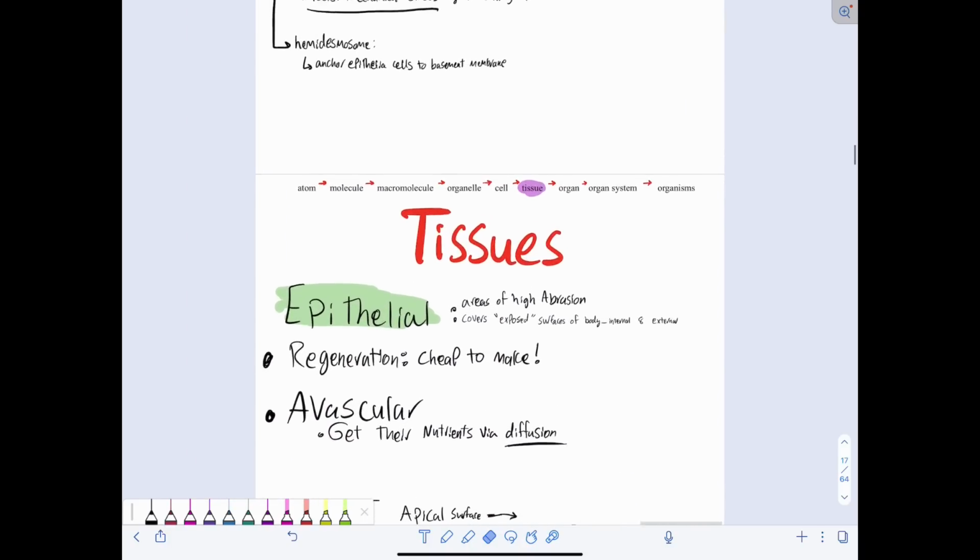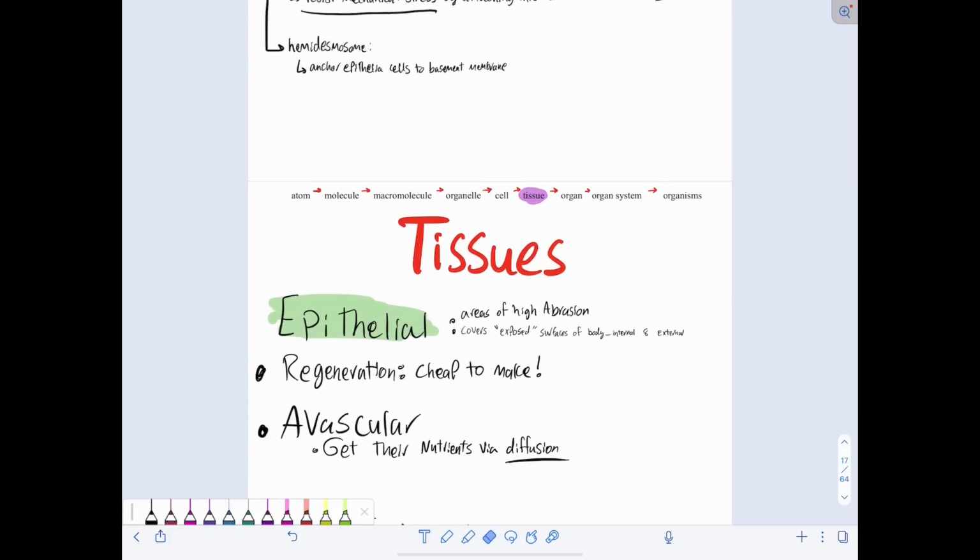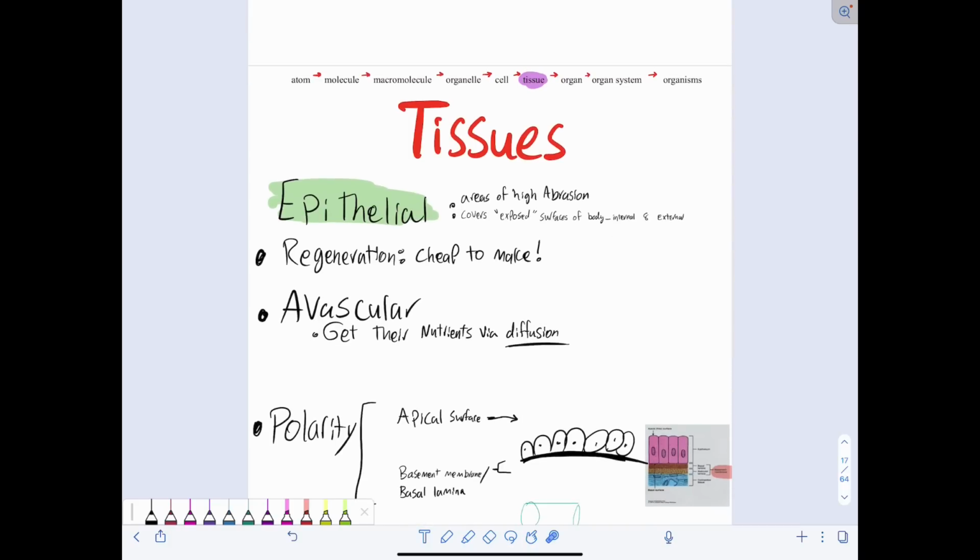Okay, so far we've been talking mostly about cells and a little bit about organelles and macromolecules. Now we're going to talk about tissues. Remember that we have four types of tissues. You have epithelial tissue, connective tissue, muscle tissue, and nervous tissue. We're going to go in depth with each one.